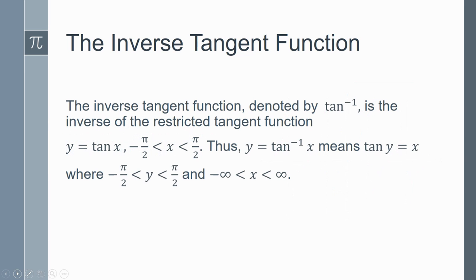So here's my formal definition. The inverse tangent function, denoted as tangent to the negative first power, is the inverse of the restricted tangent function, y equals tangent of x, where negative pi over 2 is less than x, which is less than pi over 2. Remember, the inverse means that we're really flipping the x and the y around, so tangent of y equals x, and that's where then negative pi over 2 is less than y, which is less than pi over 2. But look at my x values. Now my x values, when we're talking about the inverse, is negative infinity to positive infinity.